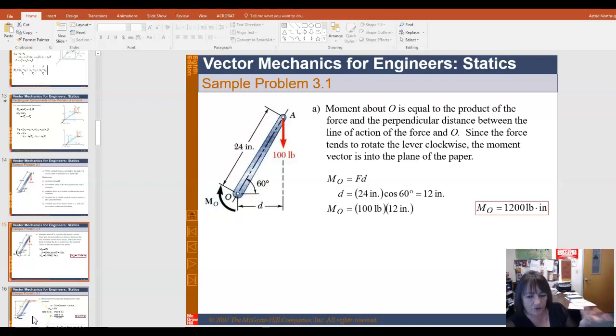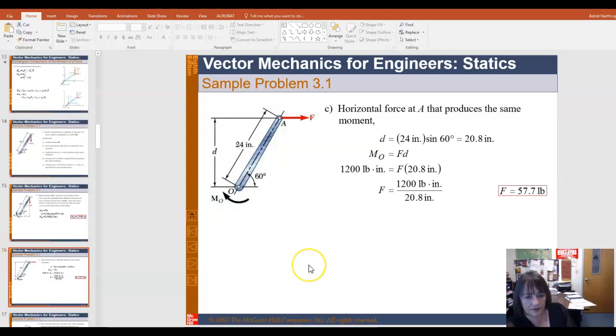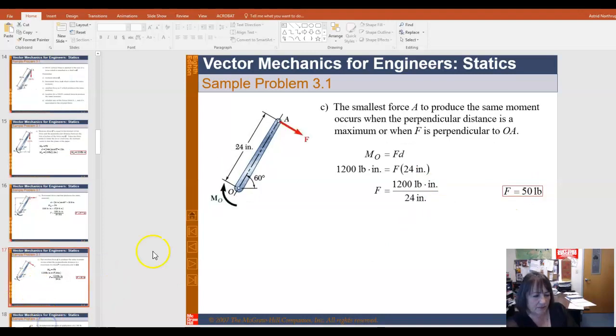So forces are measured in pounds, distances are measured in inches or feet. And so moments are measured in inch-pounds or foot-pounds; in the SI system, measured in newton meters. So now we want to find out what horizontal force that A would apply. It's going to be a smaller force, because now we're talking about this vertical distance d. Horizontal force times vertical distance equals moment. We want to find a 1200 inch-pound moment, so we can find the force using that math.